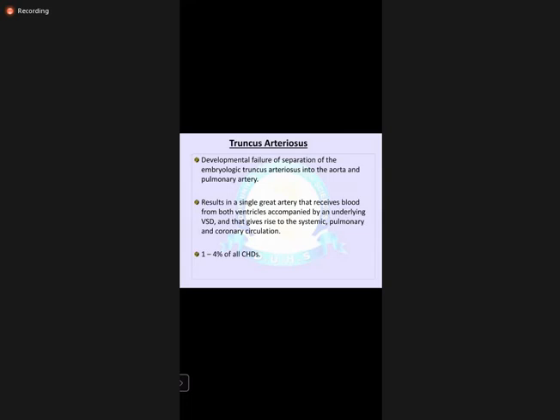Another pathology of congenital heart disease is truncus arteriosus. In truncus arteriosus, there is a developmental failure of separation of the embryologic truncus arteriosus into aorta and pulmonary artery. This results in a single great artery that receives blood from both ventricles, accompanied by an underlying VSD, and that gives rise to systemic, pulmonary and coronary circulation. It comprises 1 to 4% of all congenital heart disease.